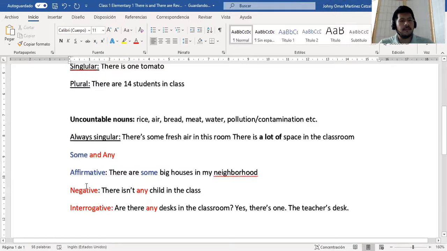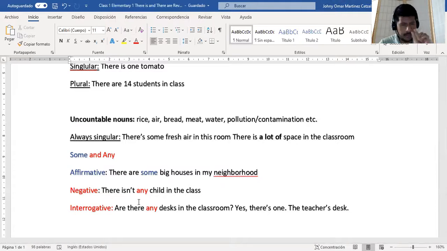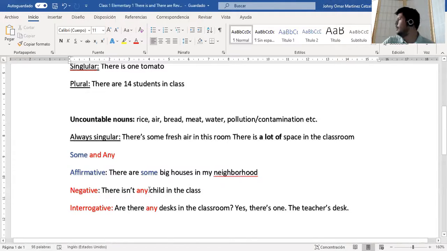Now, when we use the negative, we usually transform some to any, and the translation changes as well. Cambiamos some por any y también la traducción cambia. I will translate in a while. En un momento traduzco. So there isn't any child in the class.